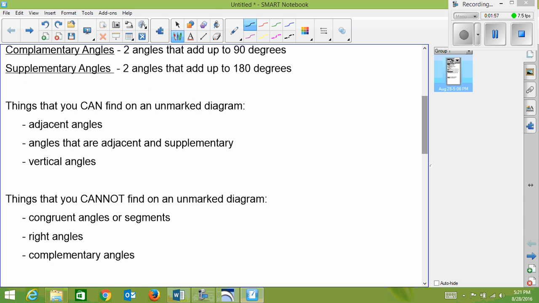Complementary angles, two angles that add up to 90 degrees. They do not have to be connected to each other. They can be anywhere on the figure as long as they add up to 90 degrees. Supplementary angles, two angles that add up to 180 degrees. The same thing goes there. They do not have to be adjacent. They do not have to be connected. They just have to both add up to 180 degrees. Only two angles.